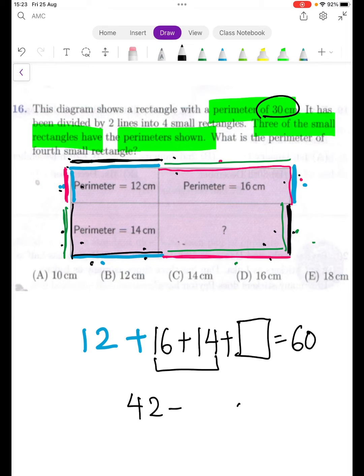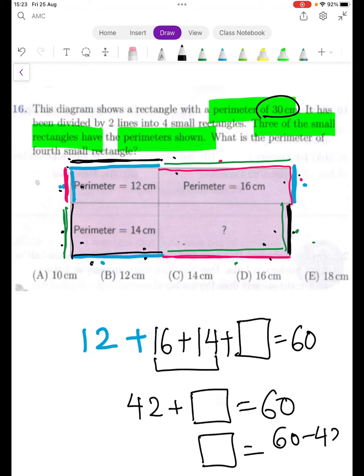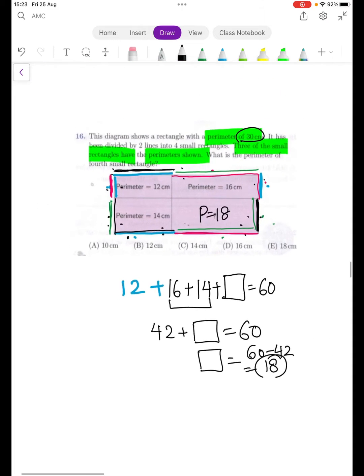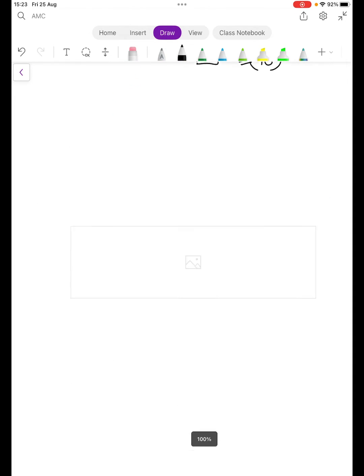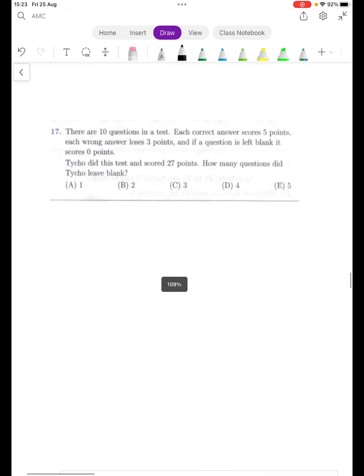16 plus 14 is 30. 30 plus 12, 42. 42, and the perimeter makes 60. So this perimeter has to be 60, take away 42, which is 18. So this perimeter must be 18 in order for all the calculations to work. So our answer is 18.